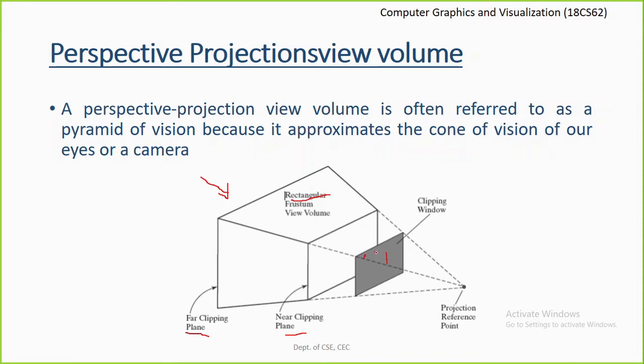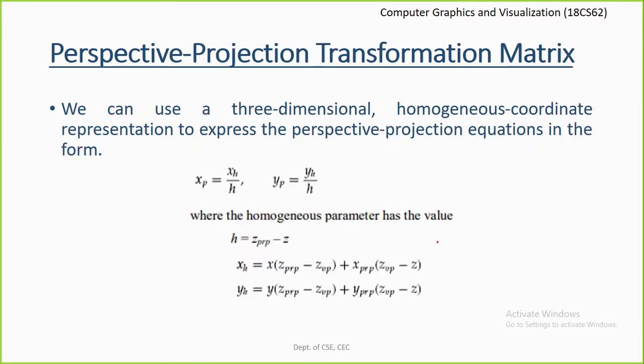Okay, if I have one projection here, the coordinates on the view plane we are representing as xp and yp. The equation for xp and yp using the homogeneous representation is xp equals xh divided by h, and yp equals yh divided by h, where the homogeneous parameters are calculated as follows.